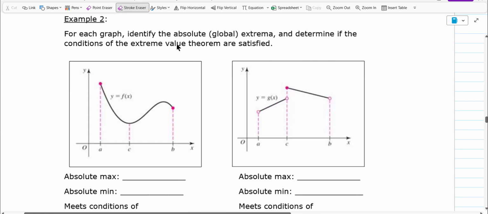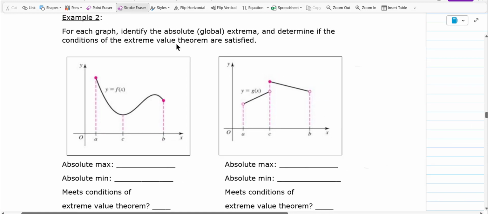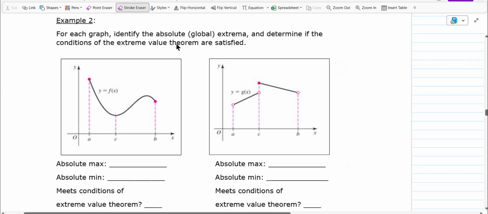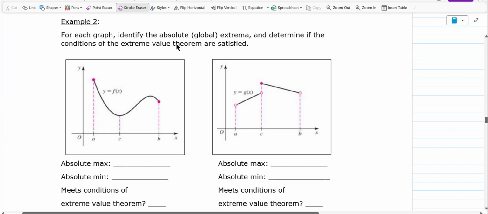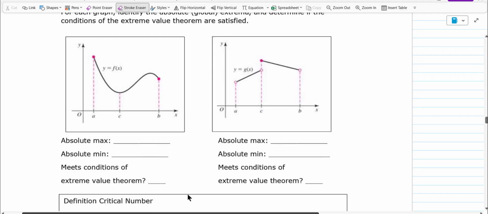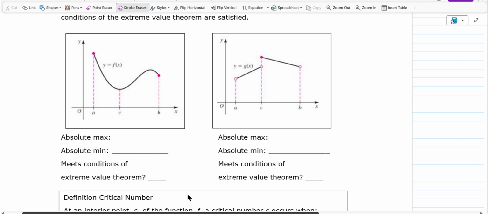On this next page, I just want to look at the extreme value theorem. Again, what the extreme value theorem says is if your function is on a closed interval and continuous, then it guarantees that you have to have an absolute max and an absolute min. At least one. Look at this graph right here. Is this a closed interval? All I mean by that is, are the endpoints solid? Yes, so it is closed.